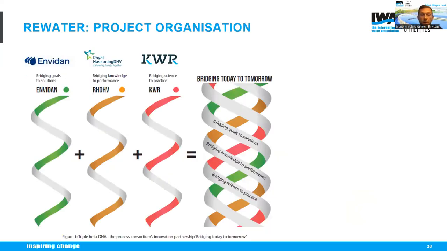Yeah, and the utility made this tender where they wanted to create this process consortium who could work together with the utility and together with the contractor to reach these goals and aims of the project. And we in Vidane went together with Royal Haskaloning DHV and KWR from the Netherlands as a process consortium, working together with Aarhus Vand and together with a contractor called Orslev.